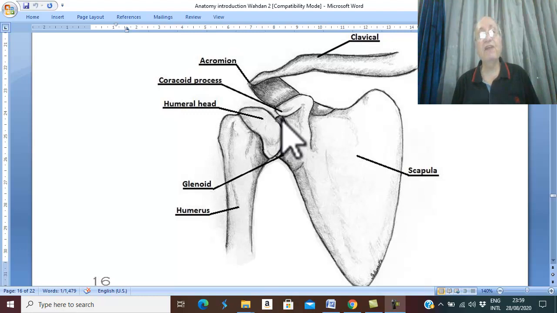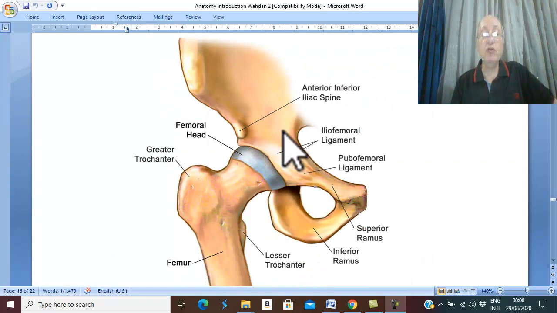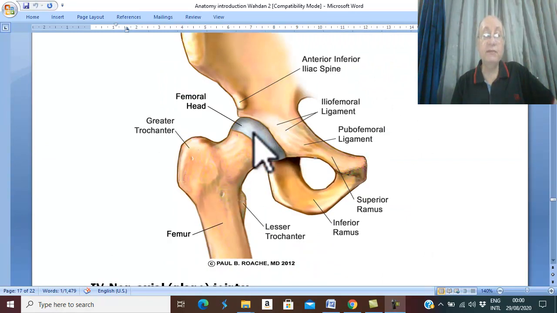This shows the famous joint, which is the shoulder joint. This multi-axial joint is like what? Like this rounded convex articular surface like a ball, and the concavity like a socket. Therefore, it is called ball and socket joints. Also, a famous ball and socket joint is the hip joint.